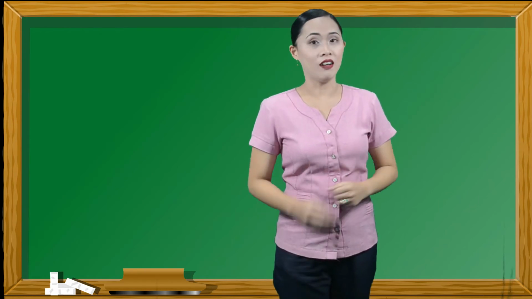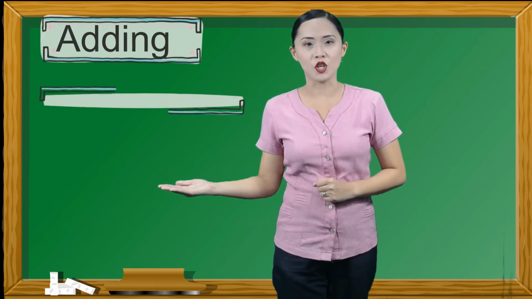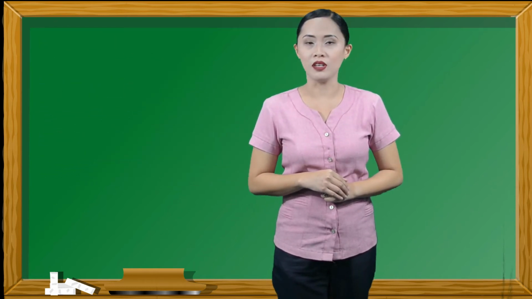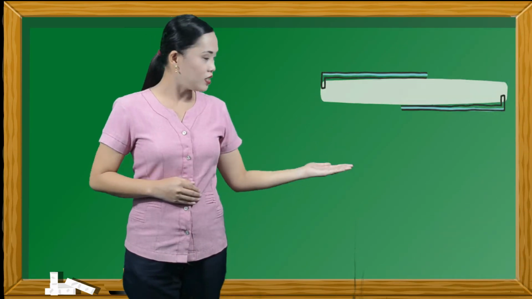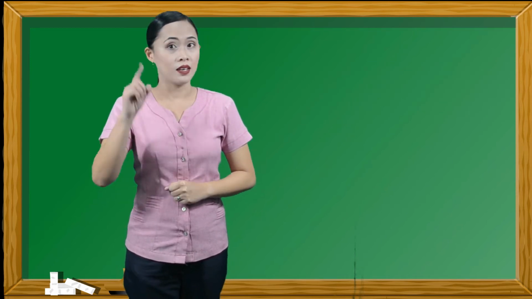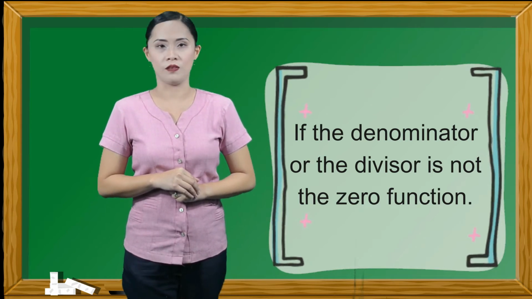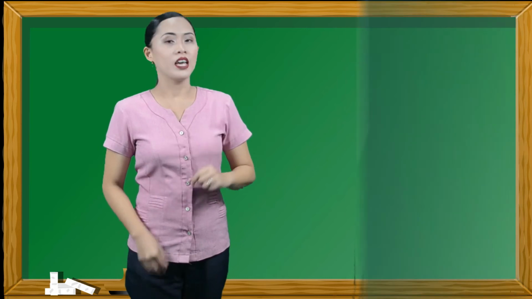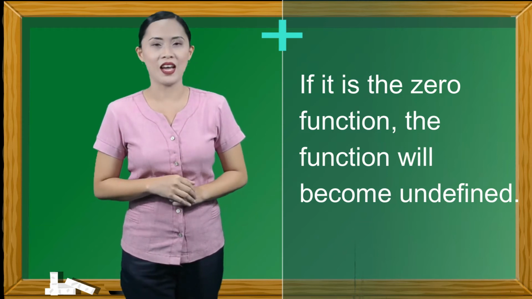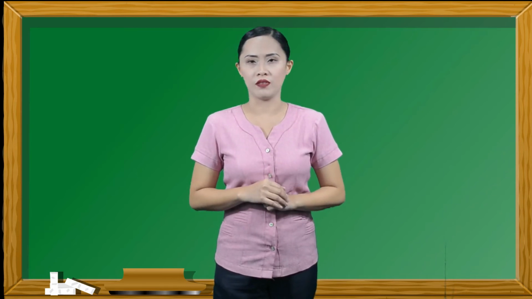Operations on functions are like operations on numbers. Adding, subtracting, and multiplying two or more functions together will result in another function. Dividing two functions together will also result in another function if the denominator or the divisor is not the zero function. Because if it is the zero function, the function will become undefined. So, let us go back to the situation given.